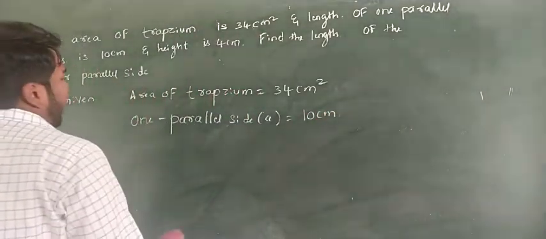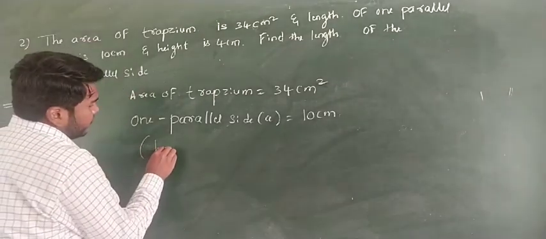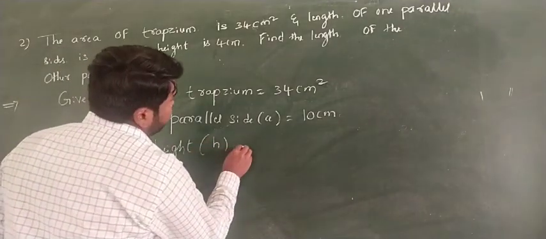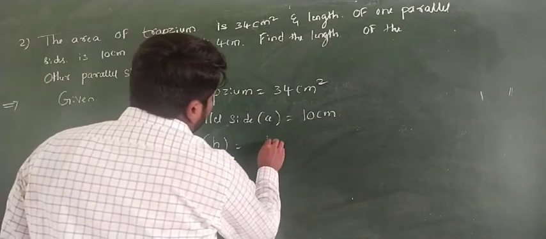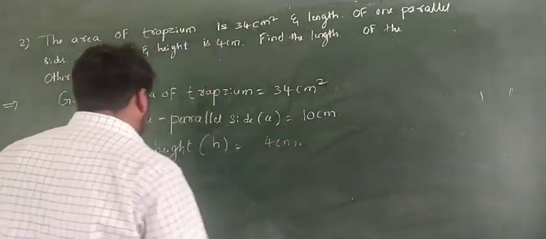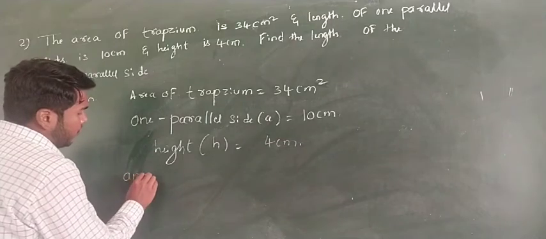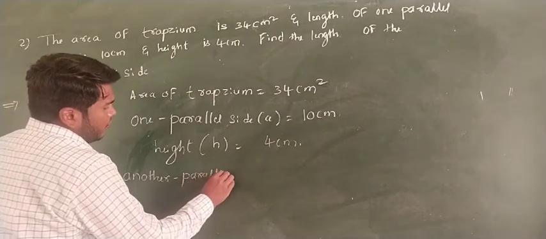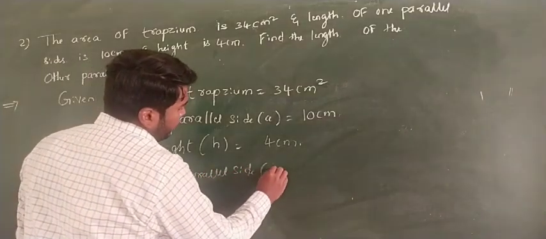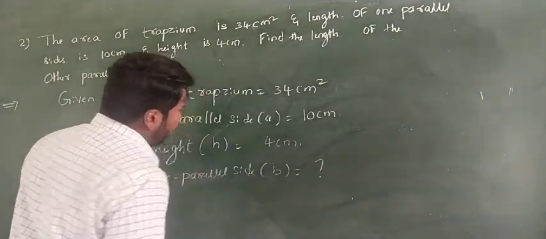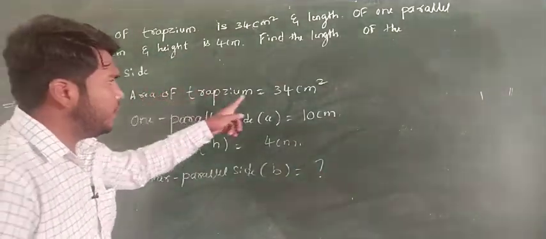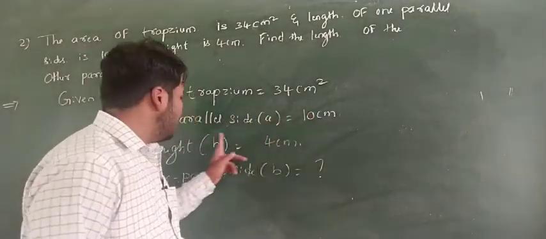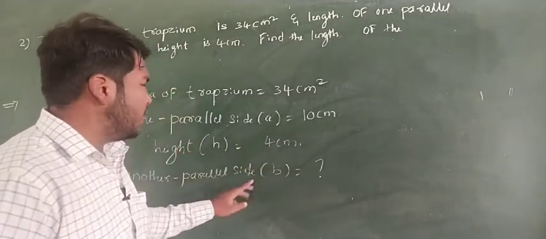Okay, and the height is given, that is h is given as 4 centimeter. You need to find one more parallel side, another parallel side, that is B. So given the question, the area of the trapezium is 34 centimeter square, one parallel side, that is A, is given as 10 centimeter, height is given 4 centimeter, and one more parallel side you need to find.